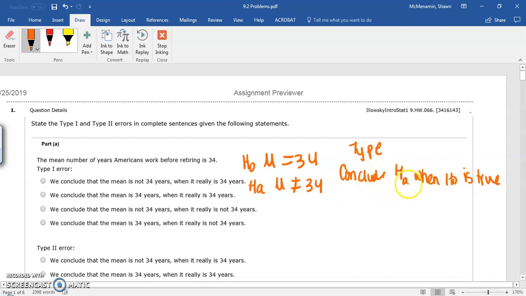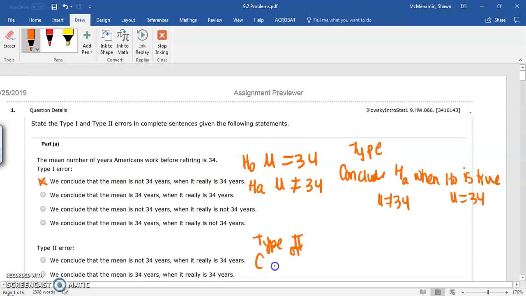If you conclude HA, you're concluding that the mean is not equal to 34 when in fact the mean is 34. So the sentence that says we conclude the mean is not 34 when it really is 34 is this one.